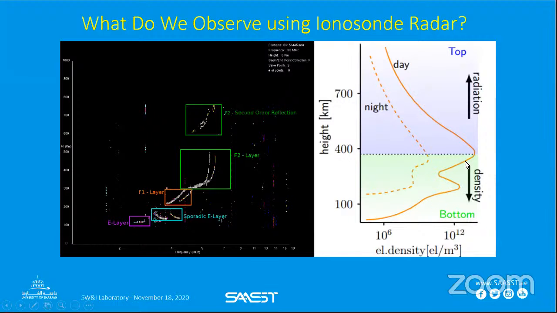This profile tells us at what height how the electron content changes, from very low, 100 kilometers or 90 kilometers where the ionosphere is really taking impact, and going up to 1000 kilometers. What does it do?